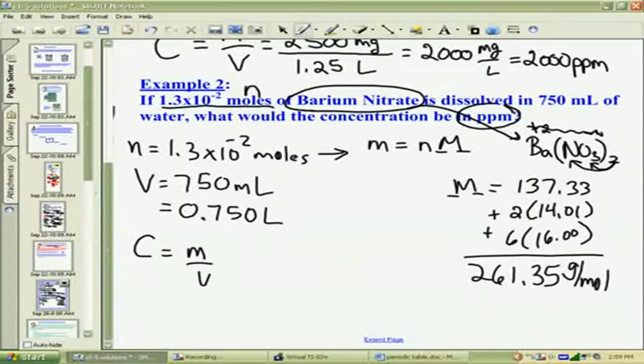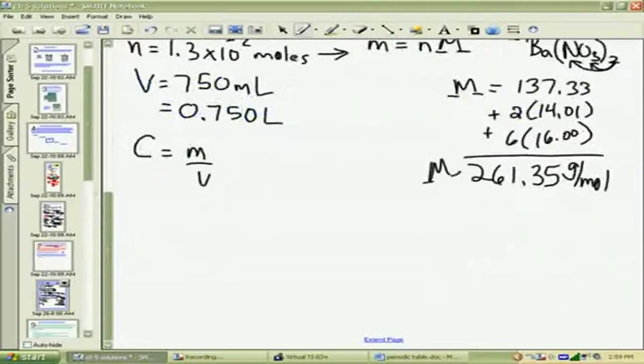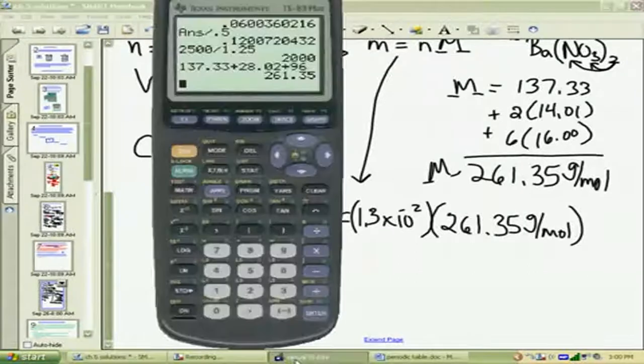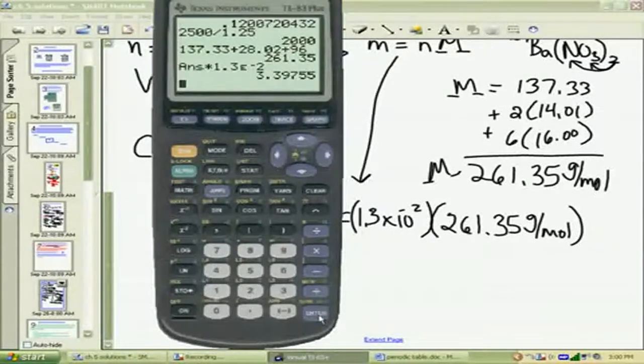Once we know the molar mass of barium nitrate, we can figure out the mass that we have present. We have a small number of moles, 1.3 times 10 to the negative 2, and we multiply that by our 261.35 grams per mole, and we'll see what we get. So we take our answer, multiply by 1.3, exponent negative 2. Don't hit the multiply button when you're putting scientific notation in. You get 3.397, or 3.4 grams.